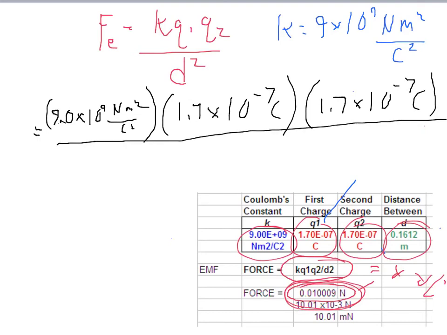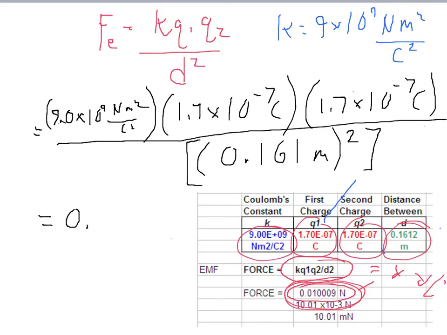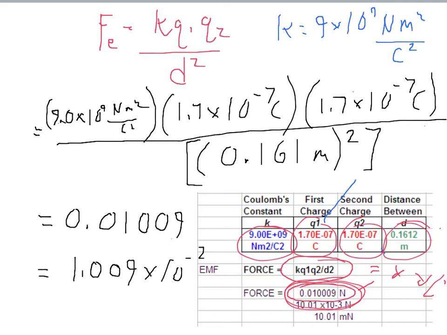All of this is getting divided by 0.161 meters. And then I have to remember to square that. That quantity has to be squared before the division. When I do all this on my calculator, I'm going to get a total value of 0.01009. Well, 0.01009 is the same as 1.009 times 10 to the minus 2 newtons.